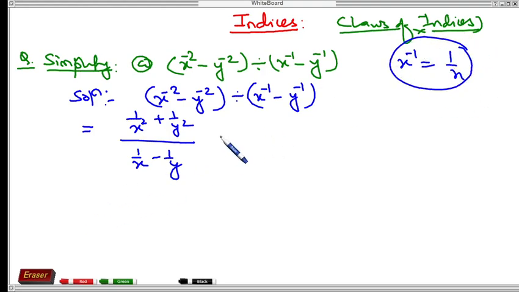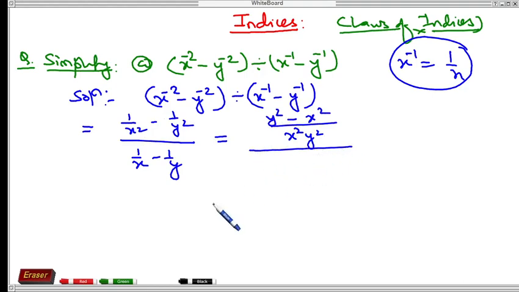Then the next step, sorry, here there are minus signs. This is a minus sign. Yes, 1 over x square minus 1 over y square. Then taking the LCM in the numerator, x square y square is the LCM. Then y square goes to multiply, x square goes to multiply, and the whole over this is y minus x over xy.